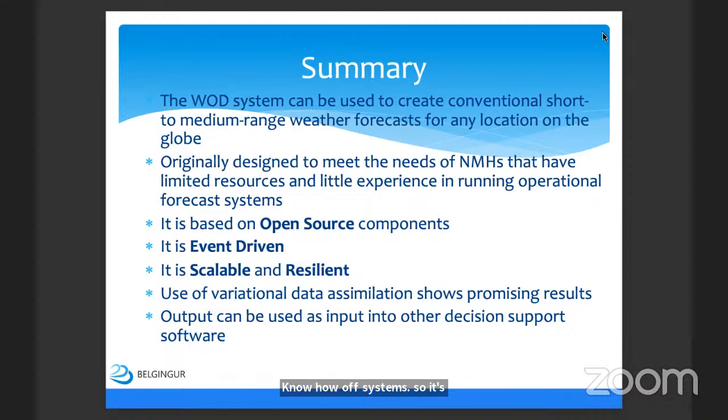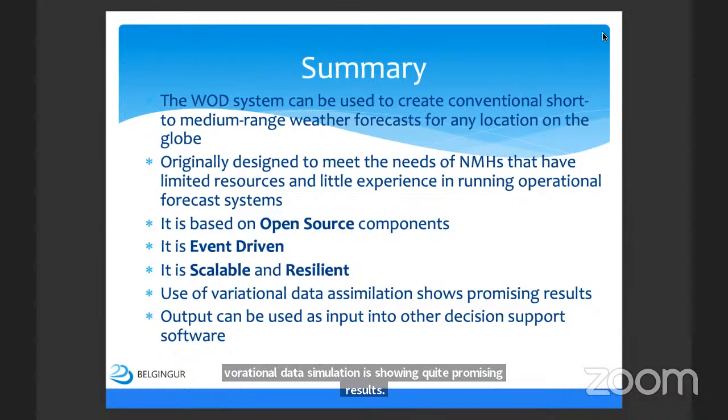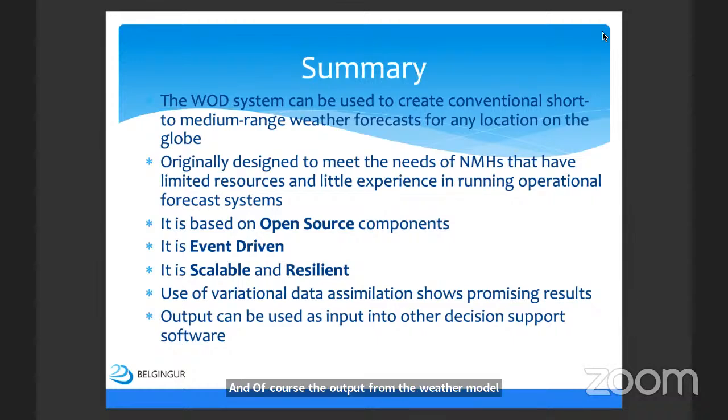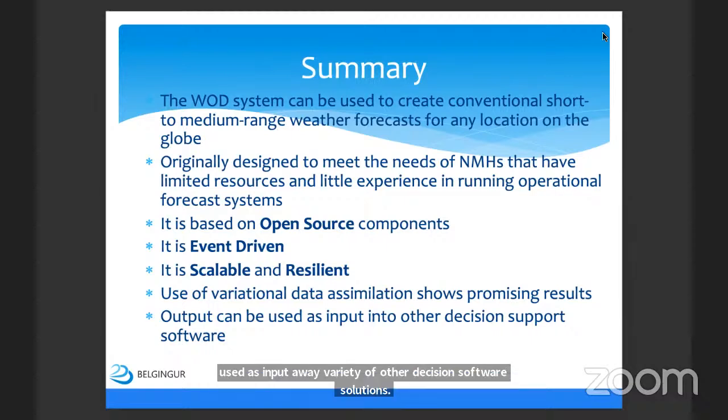So it's open source, event-driven, scalable, and resilient. And currently the use of variational data assimilation is showing quite promising results. And of course, the output from the weather model can be used as input to a variety of other decision software solutions. So thank you very much.